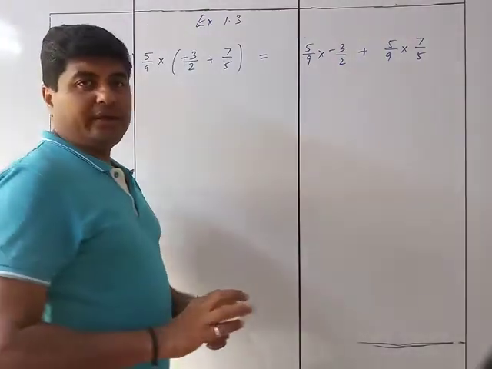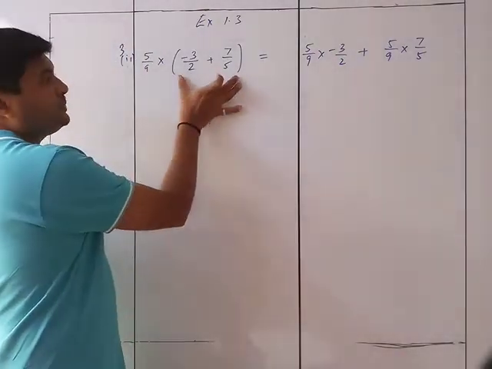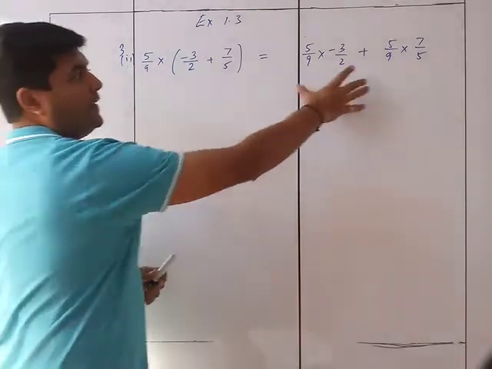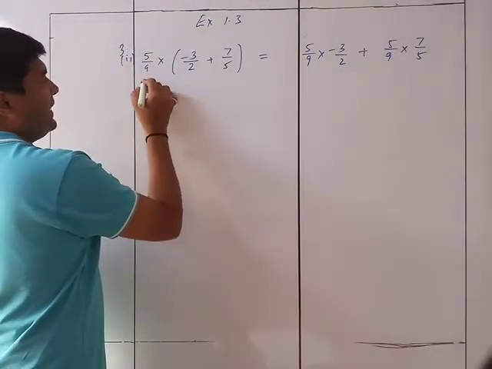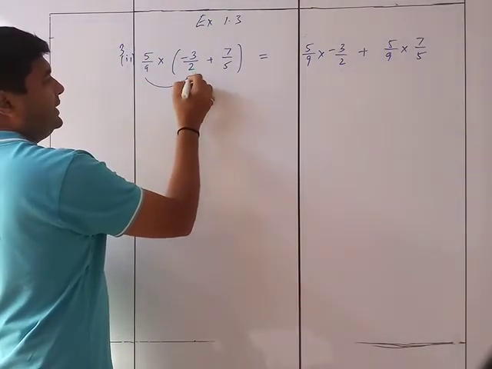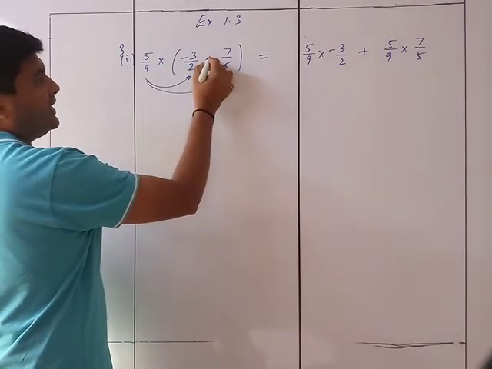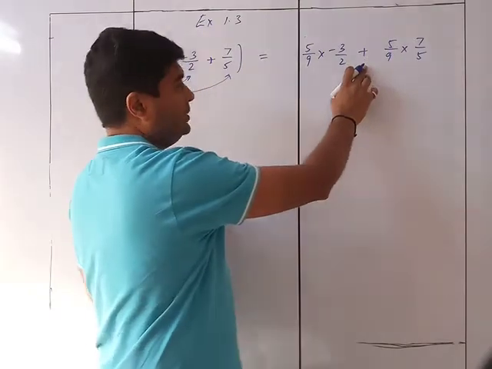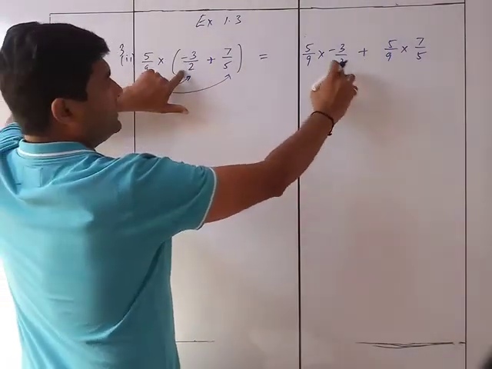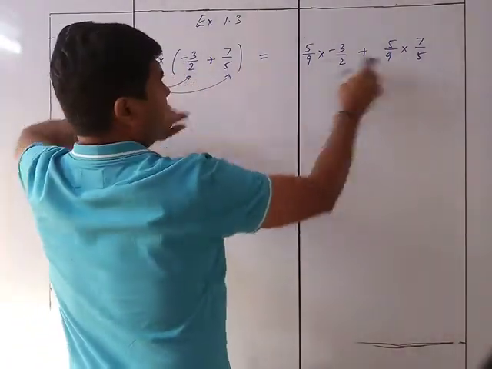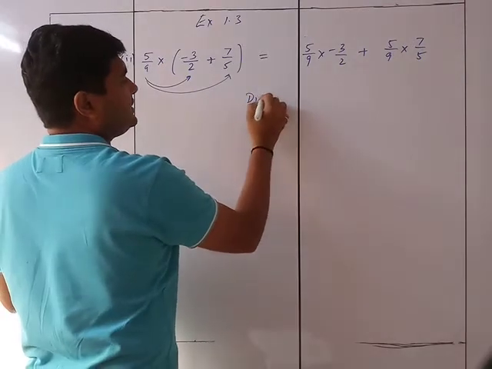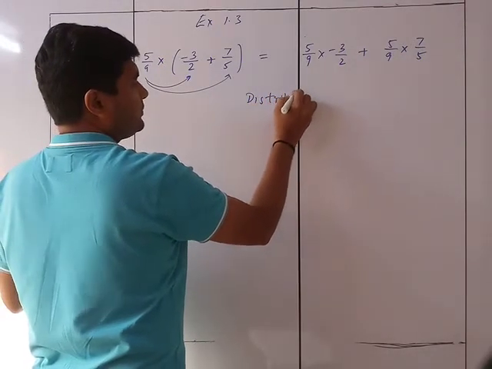So you can see over here that this bracket was opened up in such a way that first 5 upon 9 was multiplied with this, and after that 5 upon 9 was multiplied with this, and between the two there was addition here. So there is an addition sign over here. So 5 upon 9 into minus 3 upon 2, 5 upon 9 into 7 upon 5. This is called the distributive property.